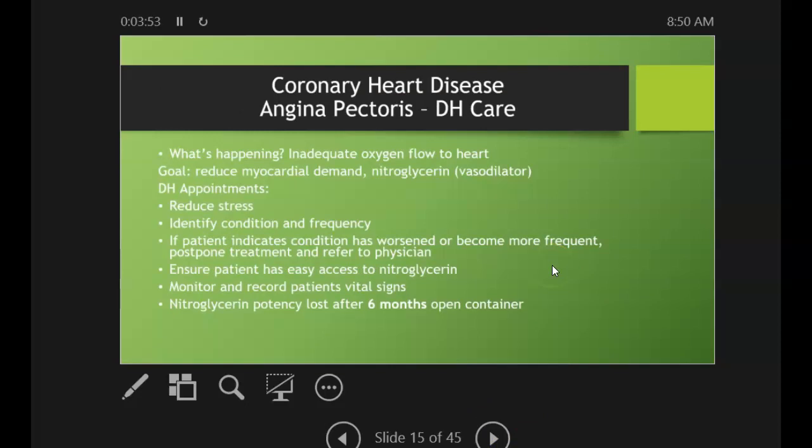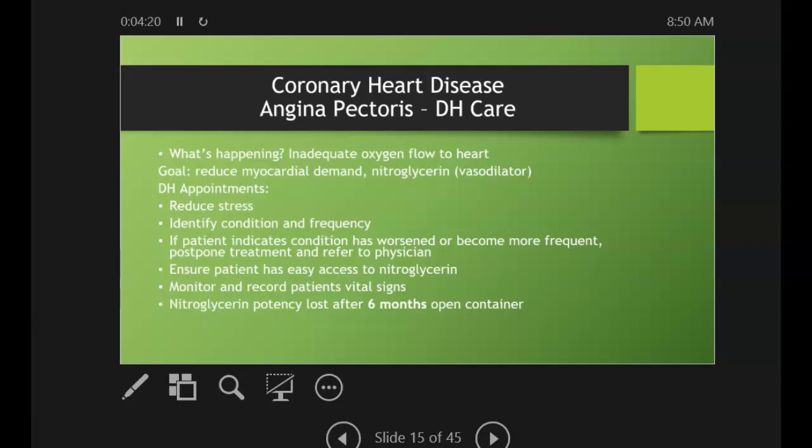So we'll break it down a little bit to the coronary heart diseases. The first one would be angina pectoris. So what's happening? Angina pectoris is the direct result of inadequate oxygen flow to the myocardium. It's manifested clinically as a burning, a squeezing, or a crushing tightness in the chest that radiates to the left arm, the neck, and the shoulder blade.